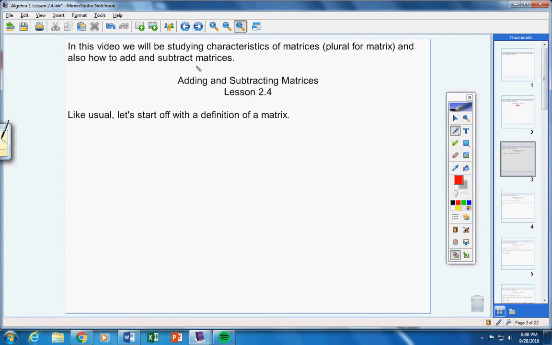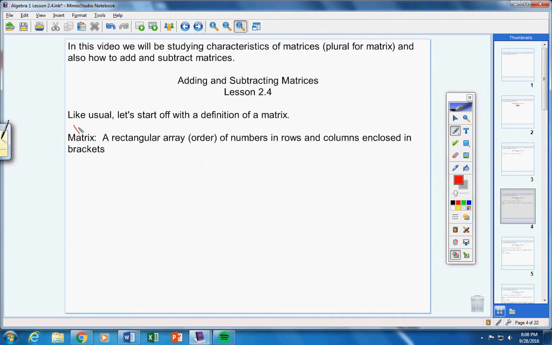Like usual, when we're studying something new, let's start off with a definition. So let's look at the definition of a matrix. Please copy this in your notes. A matrix is a rectangular array of numbers in rows and columns enclosed in brackets. I'm going to give you an example in a second, but for right now, just copy this down, please, in your notes.